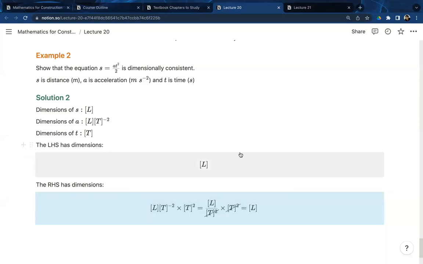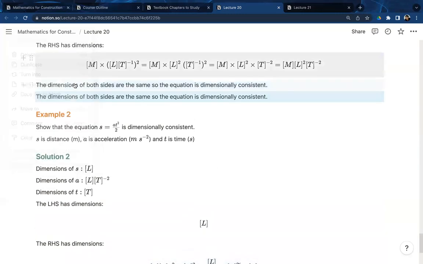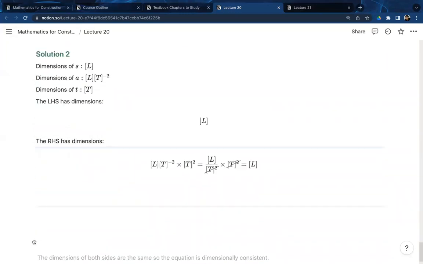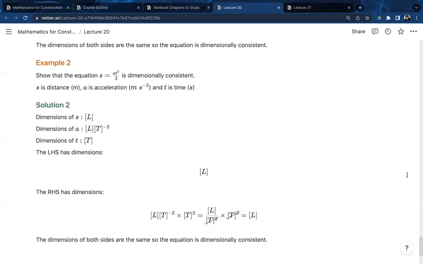So the dimensions of the left-hand side is equal to the dimensions of the right-hand side, okay? That's what we say here. The dimensions of both sides are the same. So the equation is dimensionally consistent, okay?